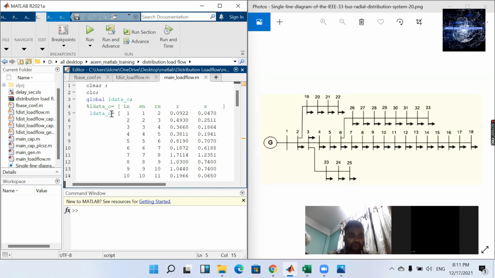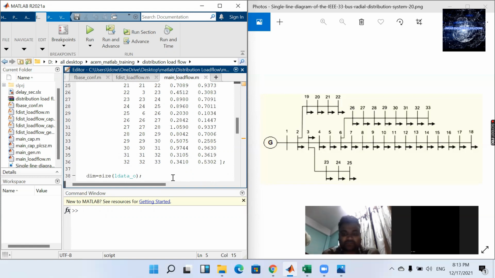L data underscore O, that is the parameters, consists of line number, sending end bus number, receiving end bus number, and the corresponding resistance and reactance, R and X.